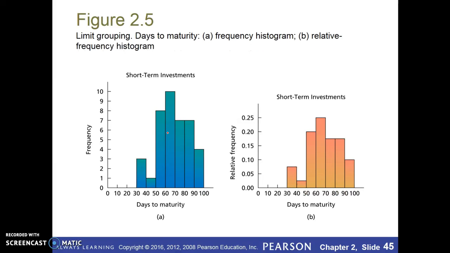Let's take a look at the limit grouping histograms. This was the short-term investments. All of them between 30 and 40 are in this bar. All of them between 40 and 50 are placed in this bar, and so on. Then it goes up to the frequency, which there were 3 here, and there were 1 here. The relative frequencies are over here. And you can see the bars are touching each other. That makes it a histogram as opposed to a bar graph.